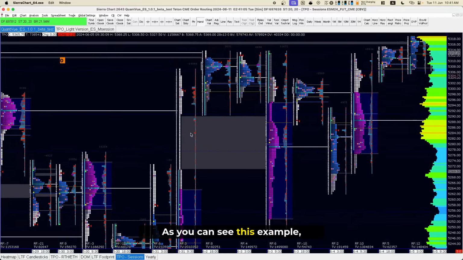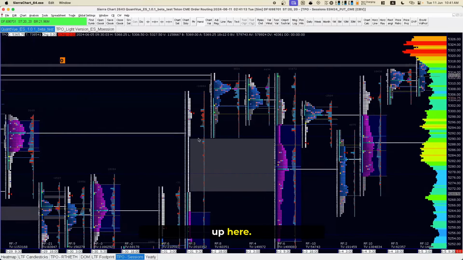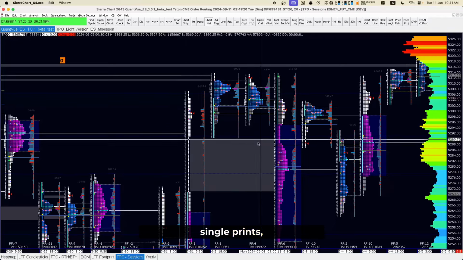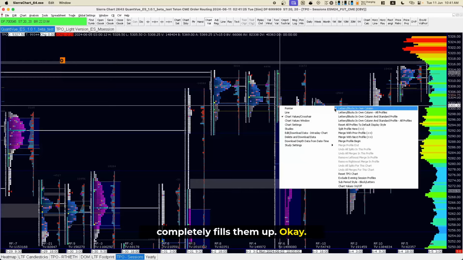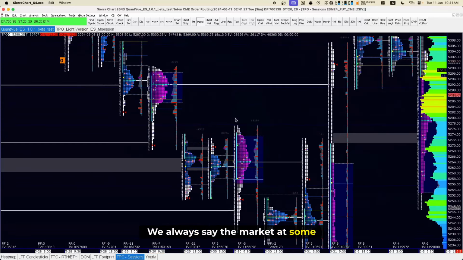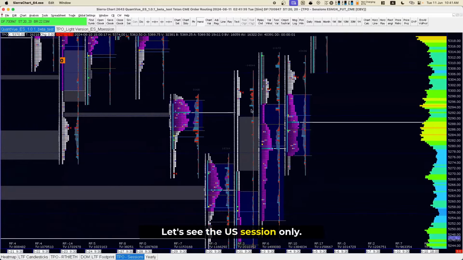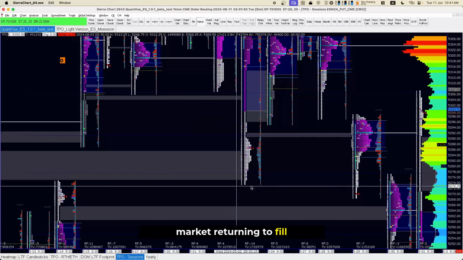As you can see in this example again, it was left with a double distribution. In this case, we have the market finishing up here. You have the overnight session bouncing off of the initial single prints. You can see here the single prints, but right after, the next session completely fills them up. Okay, we always say the market at some point, doesn't have to be the following day, the market likes to return to fill this back in. Let's see the US session only. All the time you will see the market returning to fill this back in.